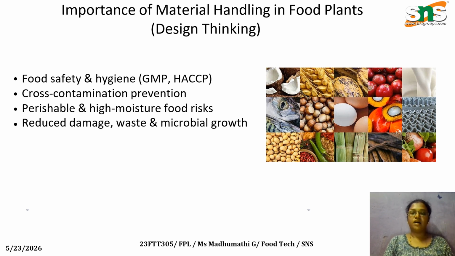Before getting into the topic of material handling, we have to consider food safety and hygiene, whether it is compliant with GMP and HACCP, and we have to take necessary measures for the prevention of cross contamination that occurs in any food processing industry. Perishable and high moisture food handling will cause more risk during processing, so that has to be taken much care. First of all, we have to reduce the damage, waste and microbial growth that happens in any food industry.